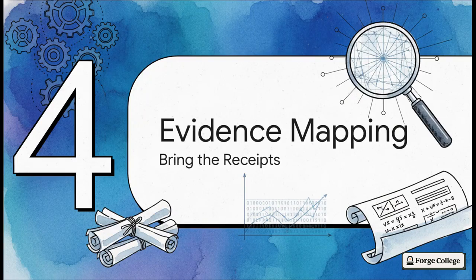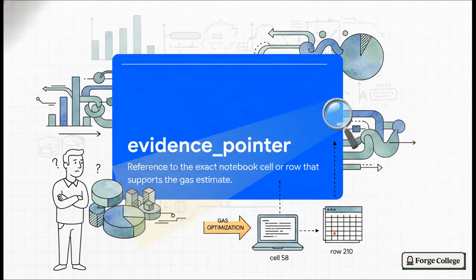All right, Section 4, Mapping Evidence and Prerequisites. It is time to bring the receipts. Now we shift our focus to the concept of proving our work. Because look, anyone can just punch numbers into a spreadsheet, right? But a real engineer proves that their math isn't just pure guesswork. So the crucial point here is the evidence pointer.